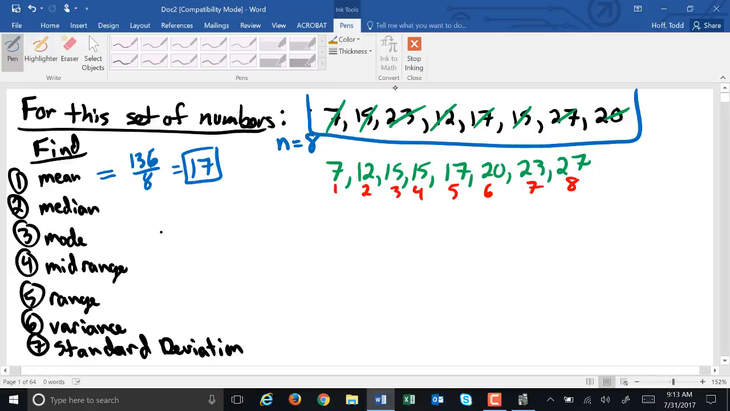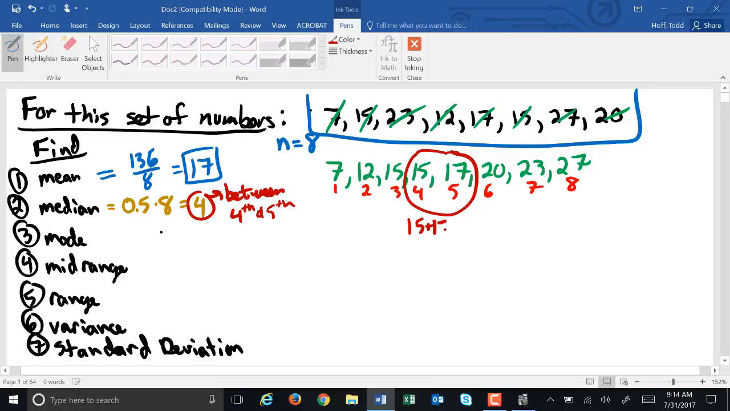Next step, of course, is to find the position of the median. How do I do that? Well, I can cross off the ends and find the center, or I can do 0.5 times n. Well, 0.5 times 8 is 4, which tells us it's between the 4th and 5th. Very good. So 4th number is 15, 5th number is 17. I add them together and divide by 2 to get 16.